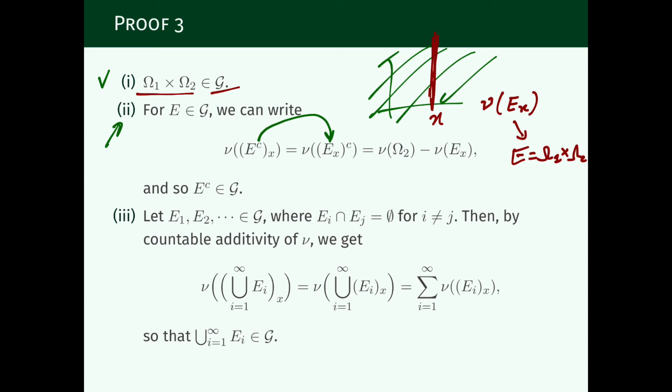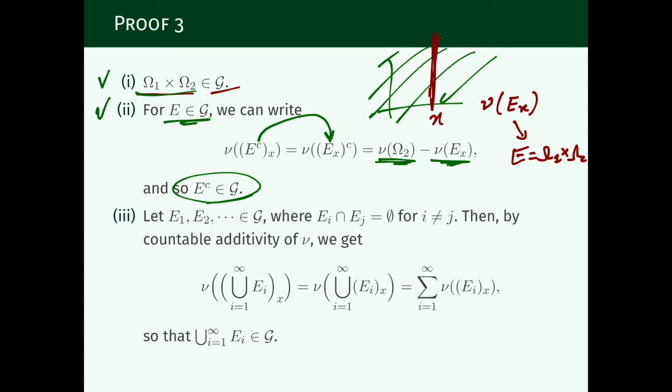And the measure of the complement, we can write as the measure of the sample space omega 2 minus the measure of the section Ex. Here we are using the fact that nu of omega 2 is finite. Otherwise, we cannot write this in general. We cannot subtract something from an equality that involves infinity. Because of this, this is just a number. This function of x is measurable because we're assuming E is in G. So the complement of E is also in G. And this is the second property that we need for a lambda system.